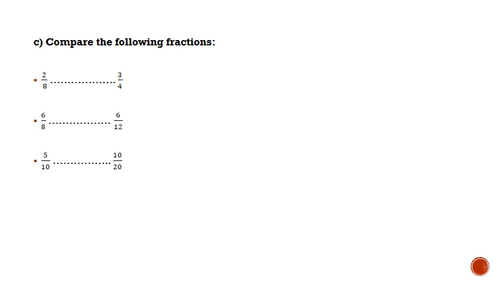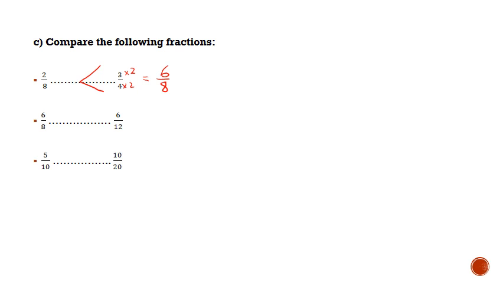Now, I need to compare the following fractions. In order to compare the fractions, they should have at least either the same denominator or the same numerator. For the first two fractions, they don't have the same numerator or the same denominator. So in order to compare them, I need to make their denominators the same. So what do you think I should multiply the 4 by? 2. And the numerator? 2. So what do I get? 6 over 8. Now what do you think? 2 over 8 or 6 over 8? Which one is greater? 6 over 8. Very good. So we are done for the first one.